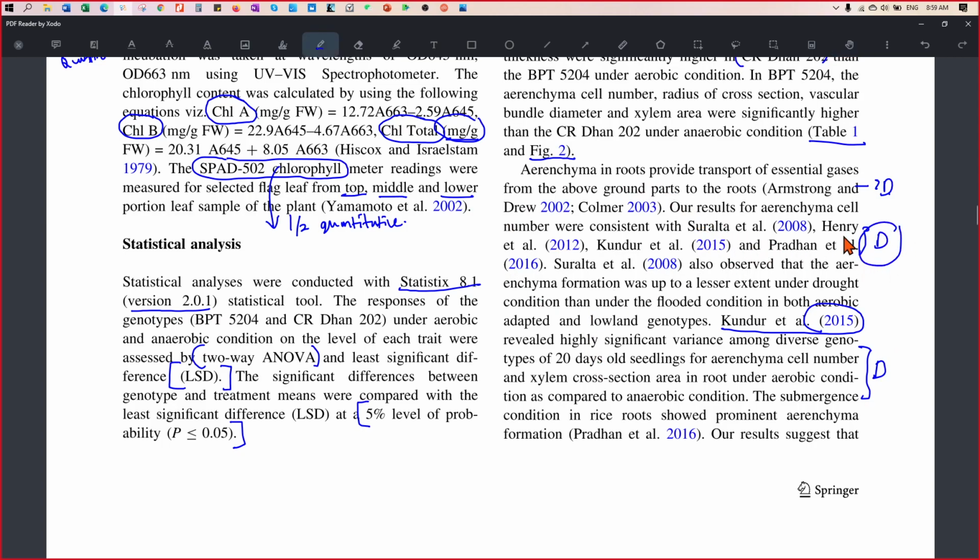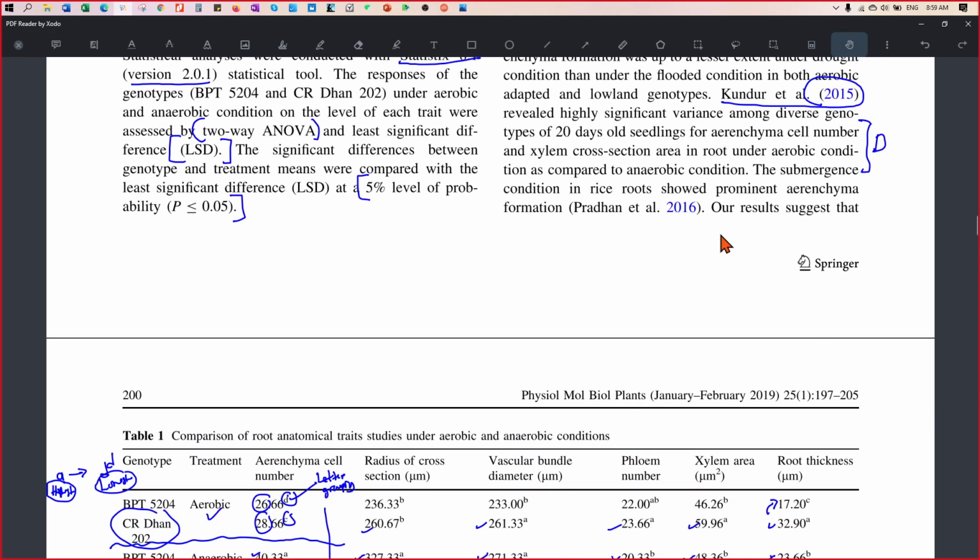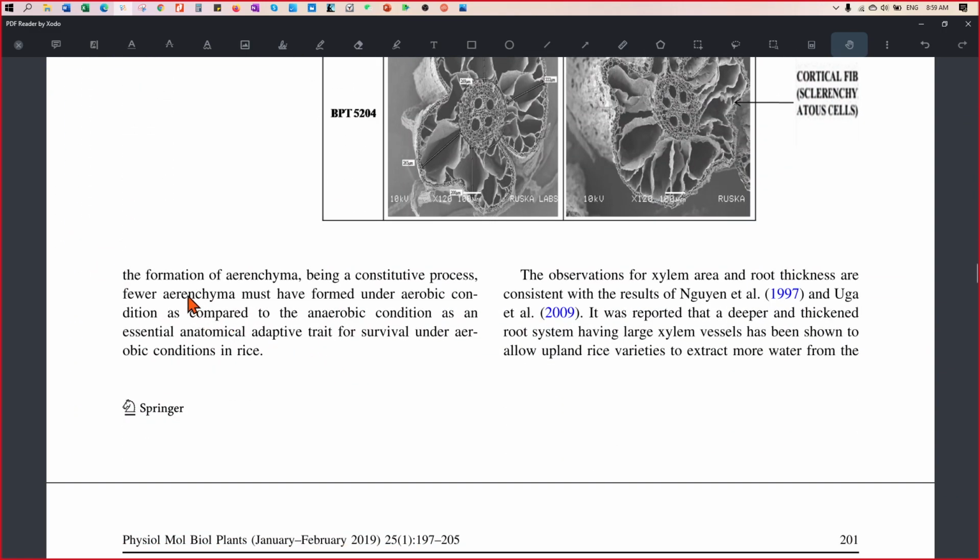this is discussion. Okay. So, and then what it says, our results suggest that the formation of parenchyma being a constitutive process, fewer parenchyma must have formed under aerobic condition as compared to the anaerobic condition as essential anatomical adaptive trait for survival under aerobic condition in rice. So this is their finding. The rice need to have a good parenchyma, but it has to be fewer under aerobic condition.